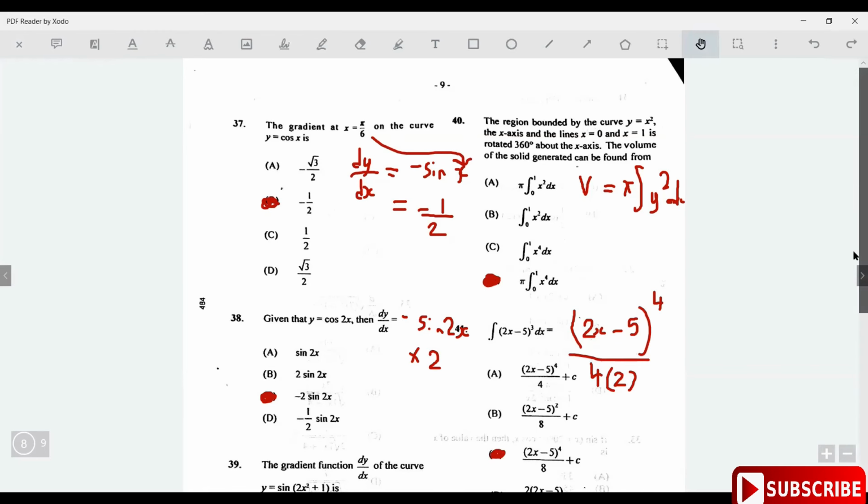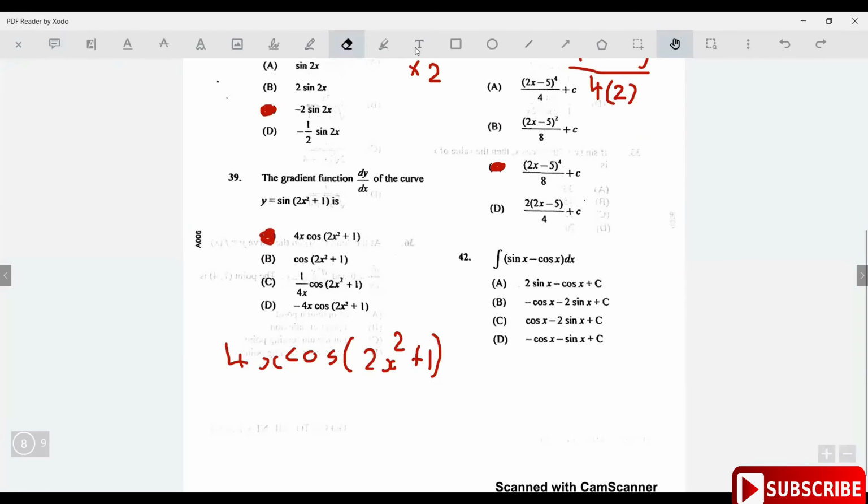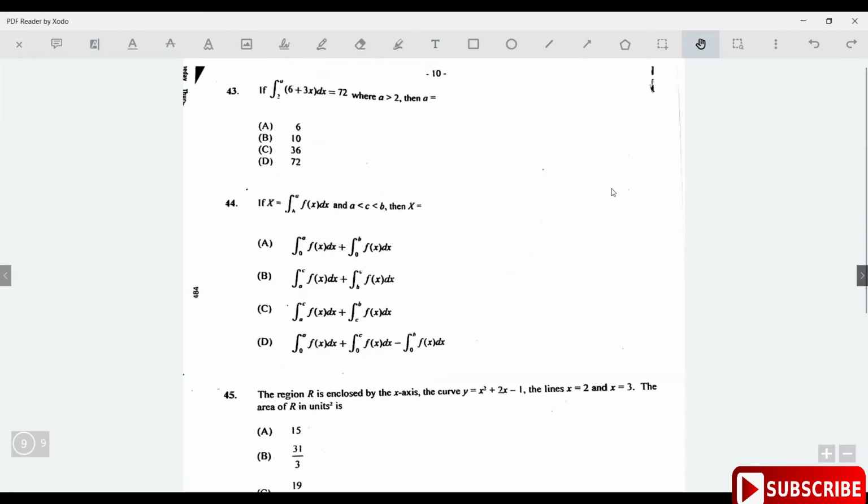Moving right along. Question 42. What is the integral of sine x minus cos x? Now when you integrate sine, you get minus cos x. When you integrate minus cos x, you get minus sine x. So minus cos x minus sine x. 42 is D. Nice.